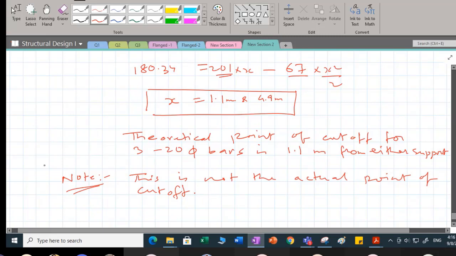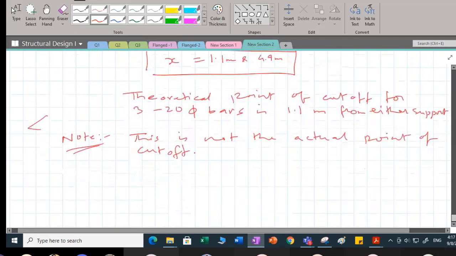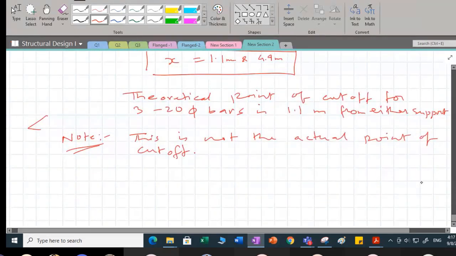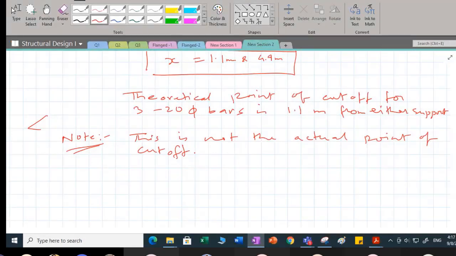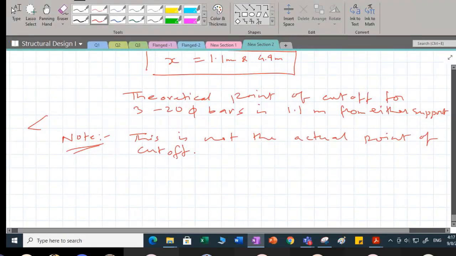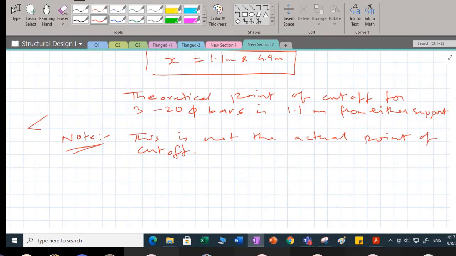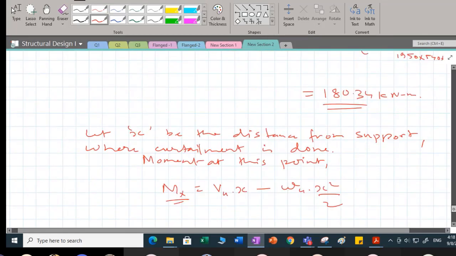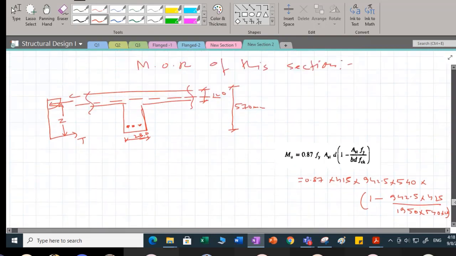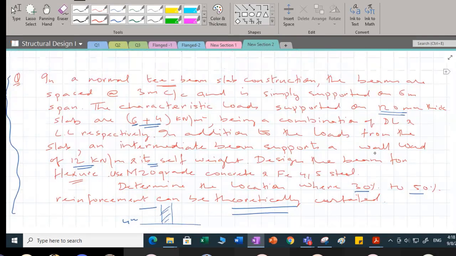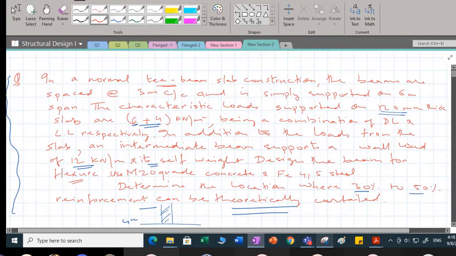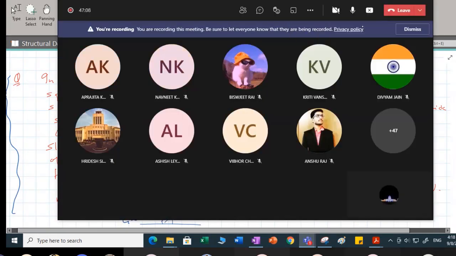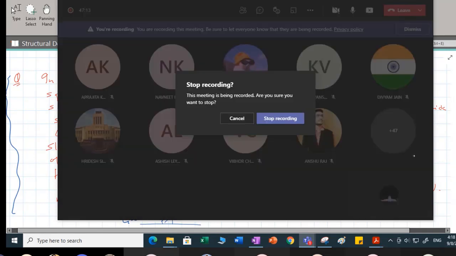So I hope this problem is clear, and if you have any question you can ask, else I'll end this session. And again, one more class I'll be taking for doubly reinforced flange section, and I will start with the problem itself. If there are any questions pertaining to this problem, you may ask, else I'll end the session. Anything? If there are no questions, then I have to assume that there are no doubts.